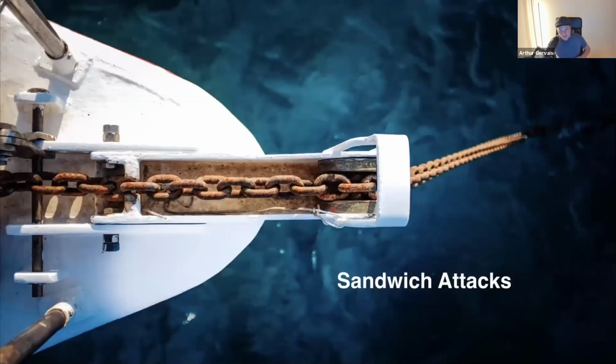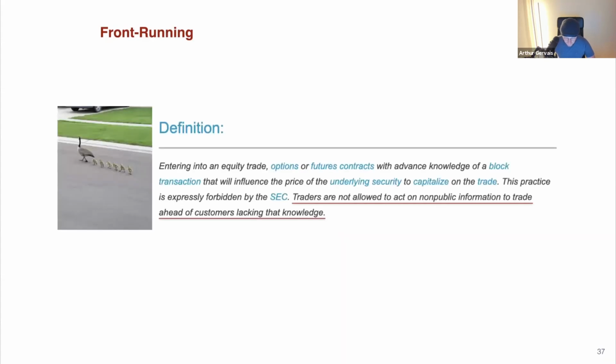So next topic, what about sandwich attacks? Sandwich attacks are another source of MEV. To give you a bit of background on what sandwich attacks are, we have to discuss front running. Front running is actually a decade-long issue in traditional finance. And I like to learn from the mistakes and the pitfalls that others have tried before.